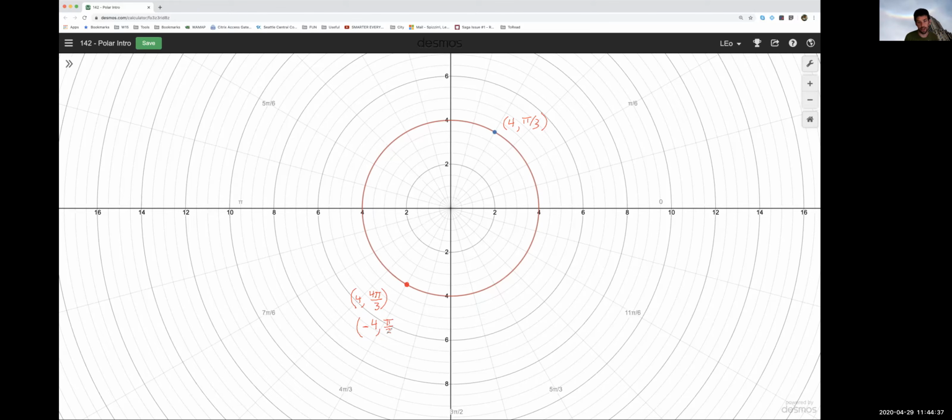Pi over 3. This is another convention we have, which is that if I have a negative in my distance, I point in the direction the angle is telling me, and then I just go the opposite way. So I'm pointing in the same direction as this point up here, except I walk 4 units backwards instead of forward, okay? So let's do one more way to write this down.